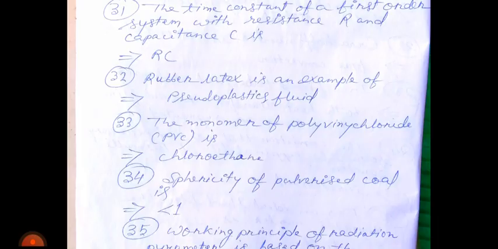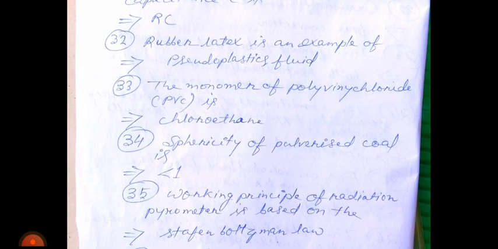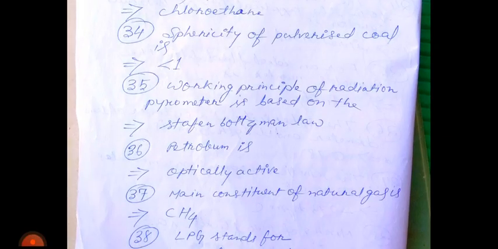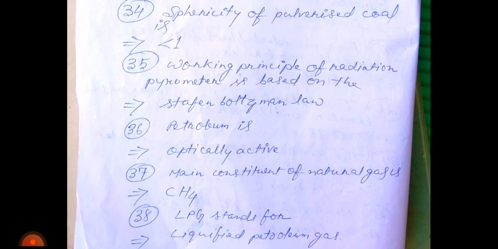Rubber latex is an example of pseudoplastic fluid. The monomer of polyvinyl chloride, PVC, is vinyl chloride. Sphericity of pulverized coal is 1. Working principle of radiation pyrometer is based on the Stefan-Boltzmann law. Petroleum is optically active. Main constituent of natural gas is methane. LPG stands for liquefied petroleum gas.